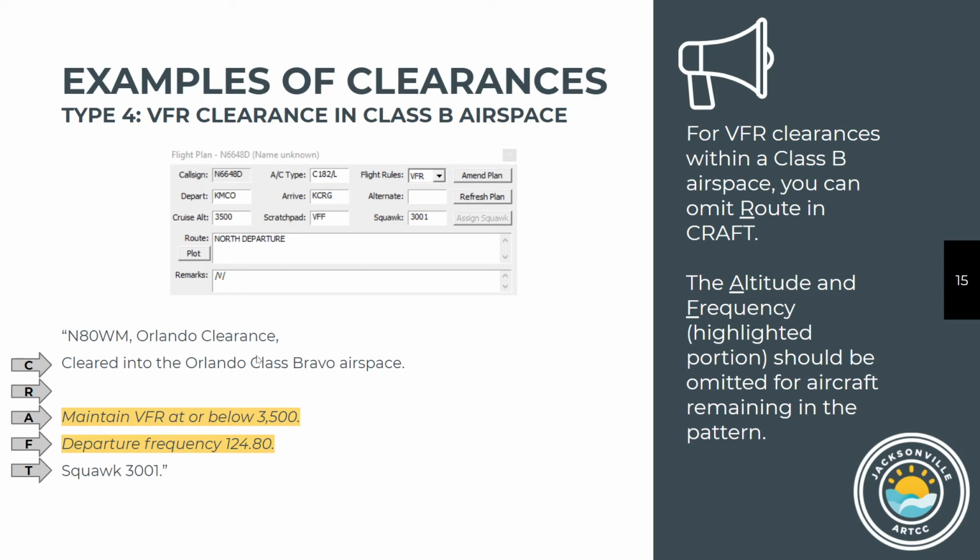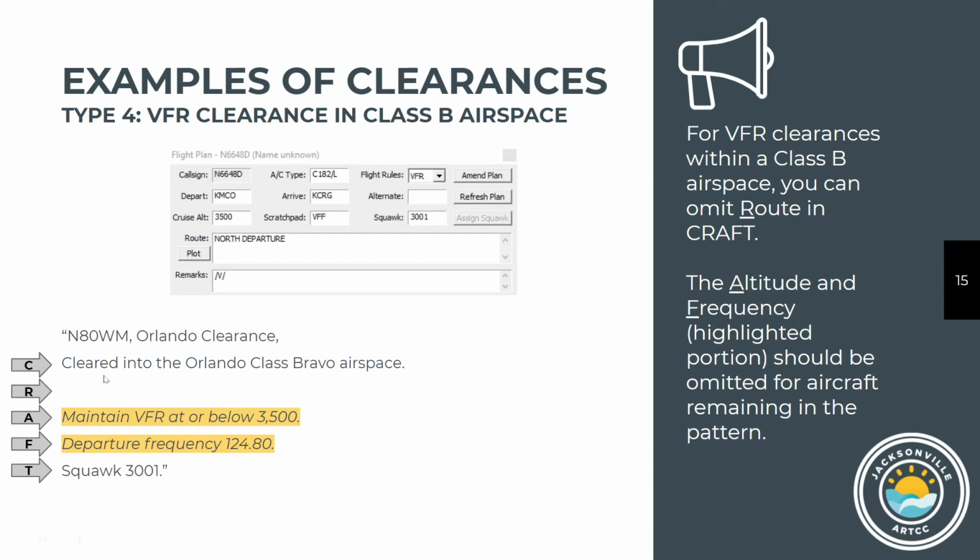But the only clearance they need is into the Class Bravo airspace. So they don't have a route, a north departure or pattern work. That's not a route. It doesn't have any fixes in it. So we ignore that. And we say November 80 Whiskey Mike, Orlando clearance, cleared into the Orlando Class Bravo airspace.